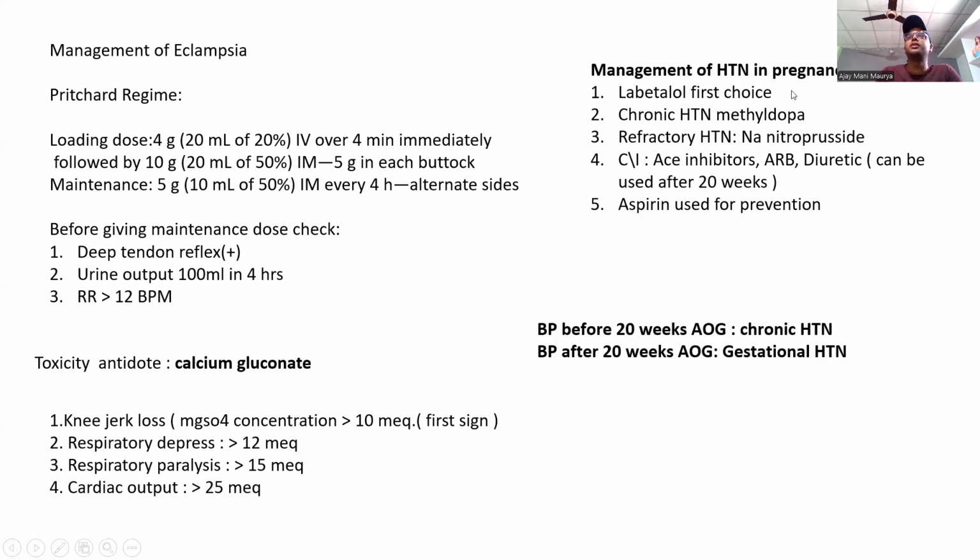Please remember this, guys, and also remember the management of hypertension in pregnancy. Labetalol is the first-line drug, and for chronic hypertension it is methyldopa. Please remember this one, guys.